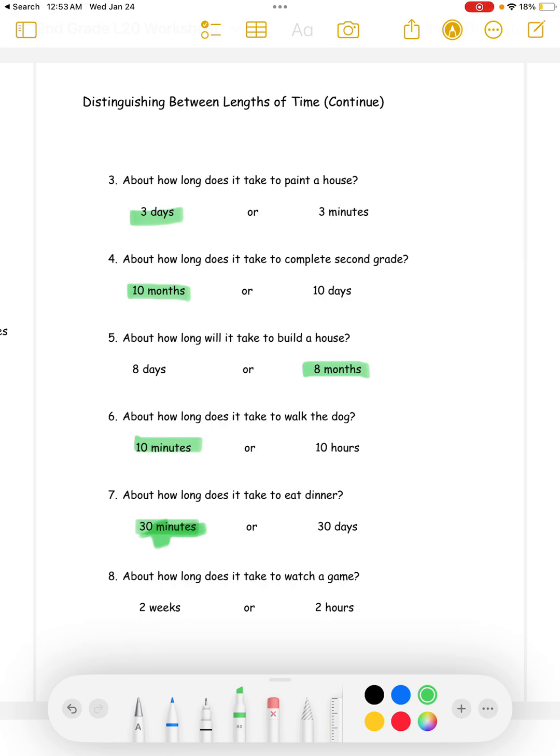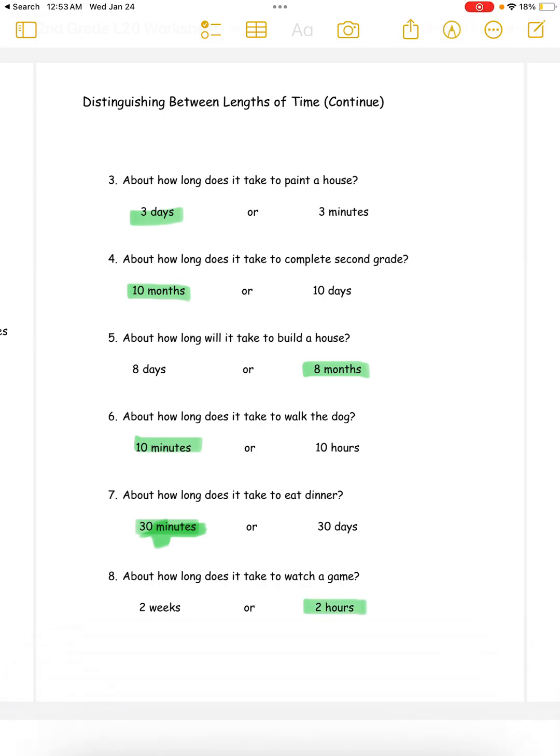Question number 8. About how long does it take to watch a game? 2 weeks or 2 hours? It would be 2 hours because a game would not last for 2 weeks.